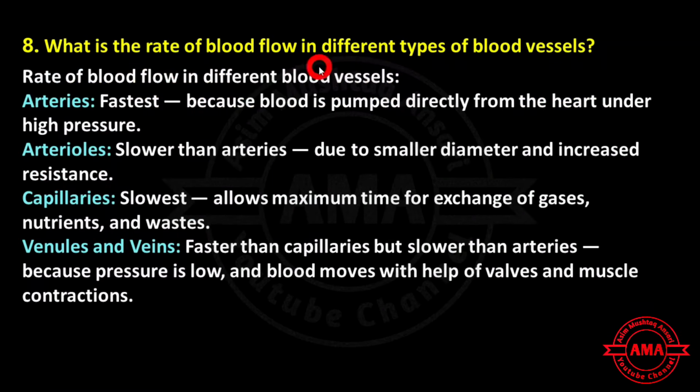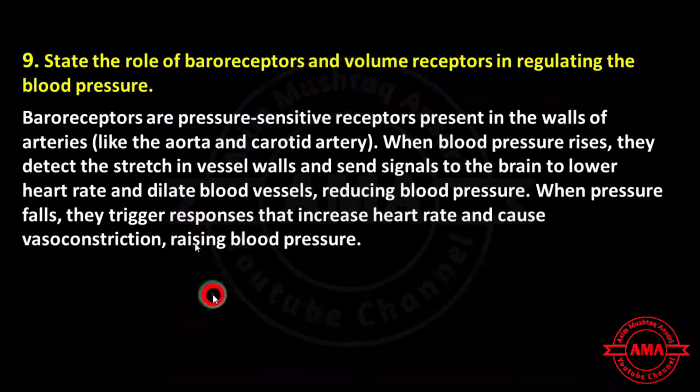Next is what is the rate of blood flow in different types of blood vessels? Rate of blood flow in different blood vessels given below. Arteries fastest because blood is pumped directly from the heart under high pressure. Arterioles slower than arteries due to smaller diameter and increased resistance. Capillaries slowest, allows maximum time for exchange of gases, nutrients and waste. Venules and veins faster than capillaries but slower than arteries because pressure is low and blood moves with the help of valves and muscle contraction.